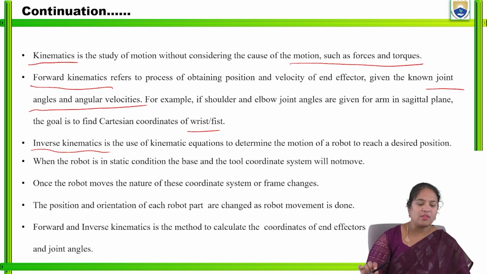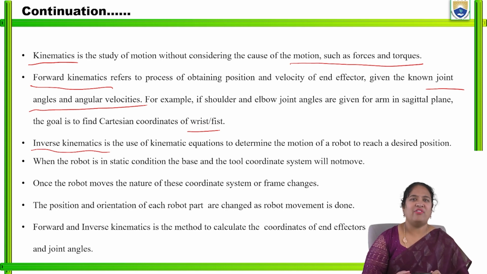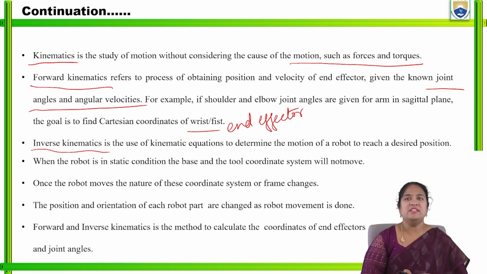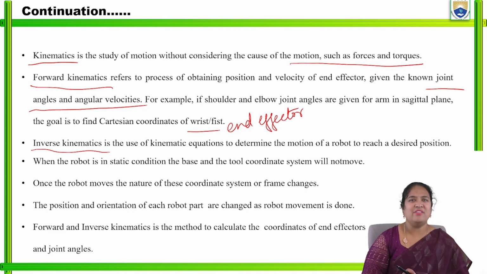So the inverse kinematics, that is the example which was given in the forward kinematics. That is, if the shoulder and the elbow joint angles are known, we can find out the Cartesian coordinates of the wrist, that is the end effector, right? If we know the shoulder and elbow joint angles, we can find the Cartesian coordinates of the end effector.